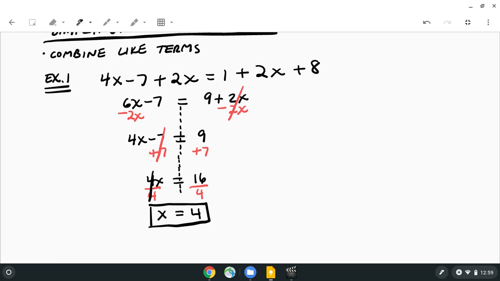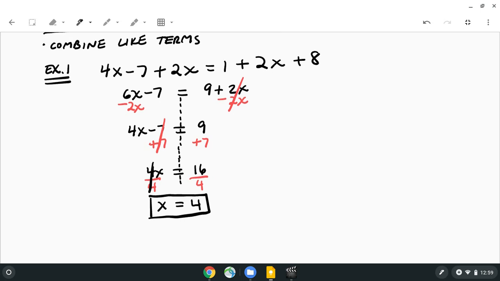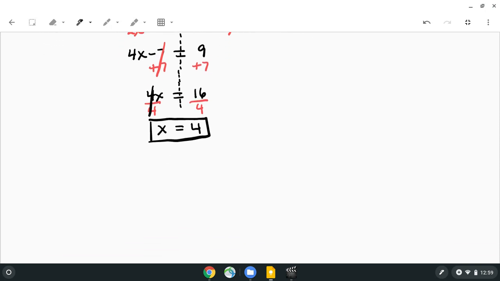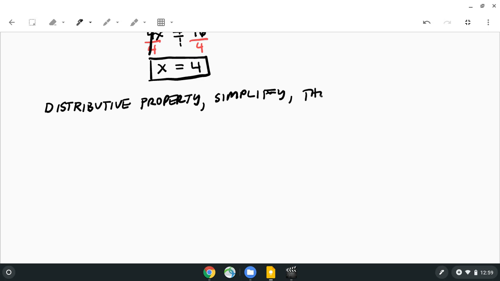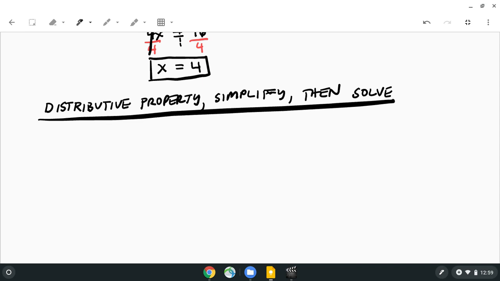So simplifying by combining like terms, that's one type. Another one is where you have to use the distributive property. So let's take a look at that. So we'll have to do the distributive property, and then we're going to have to simplify, combine like terms. Then we can solve. Okay, so let's take a look at this one.